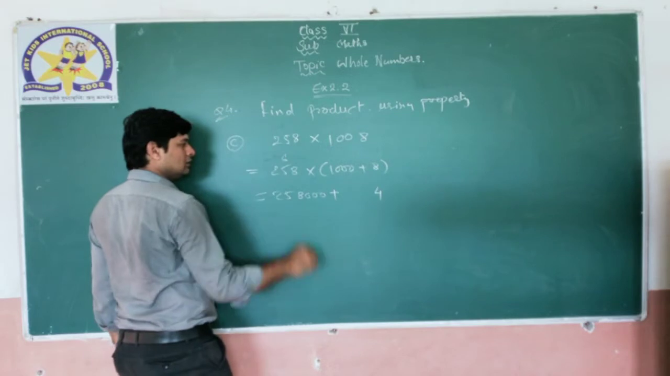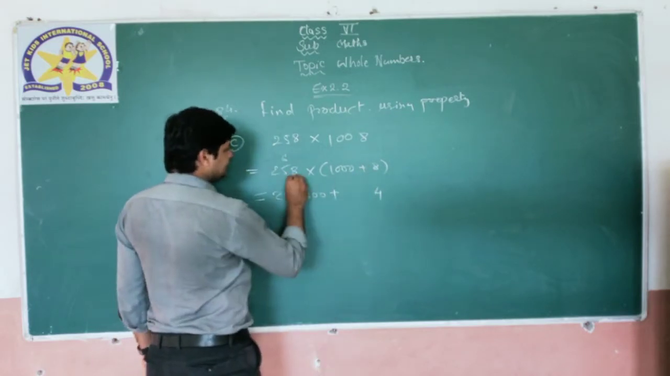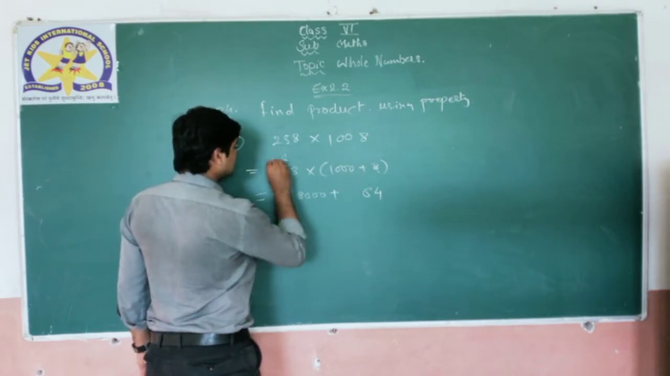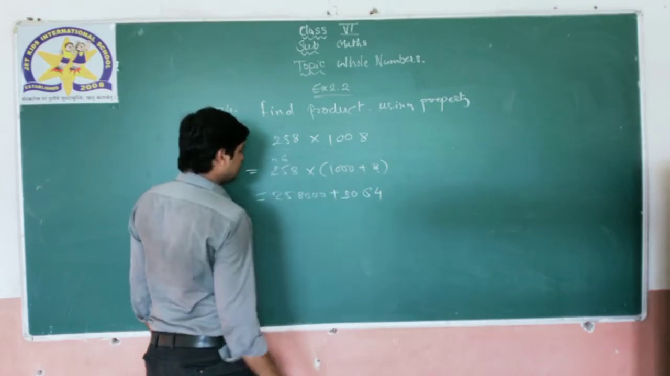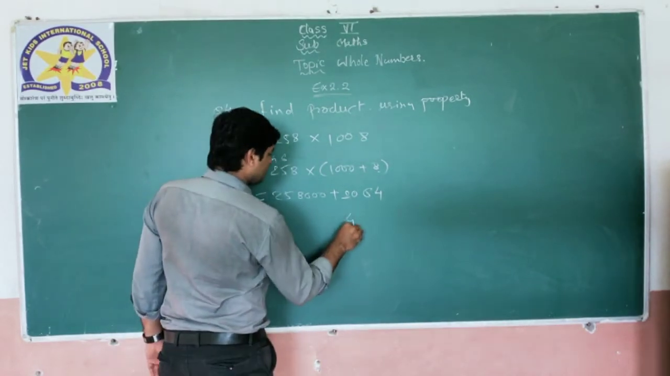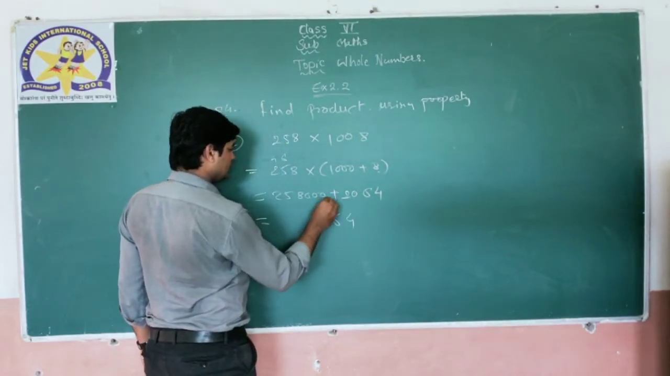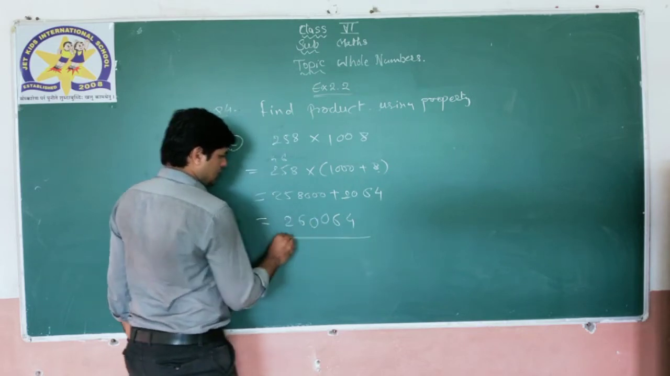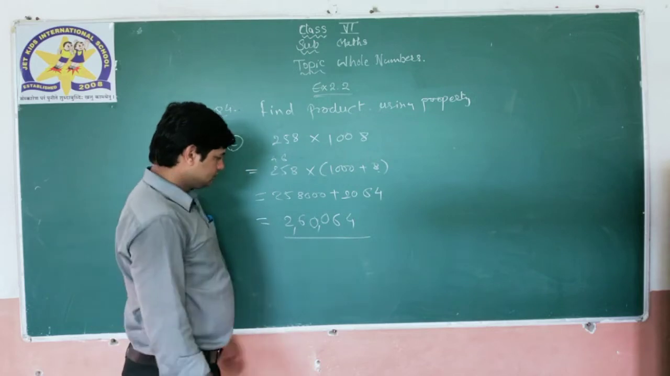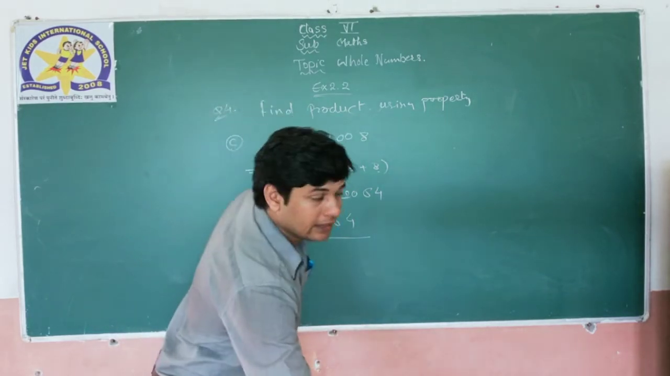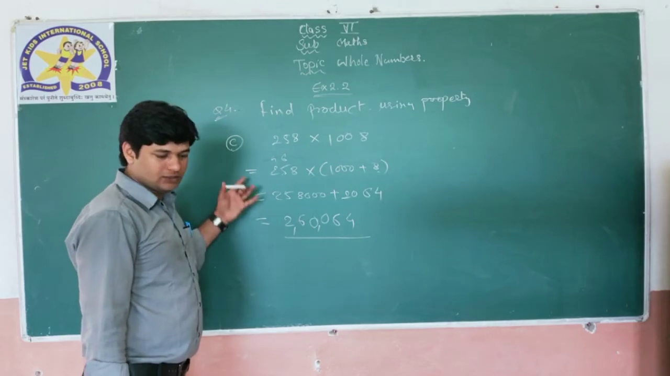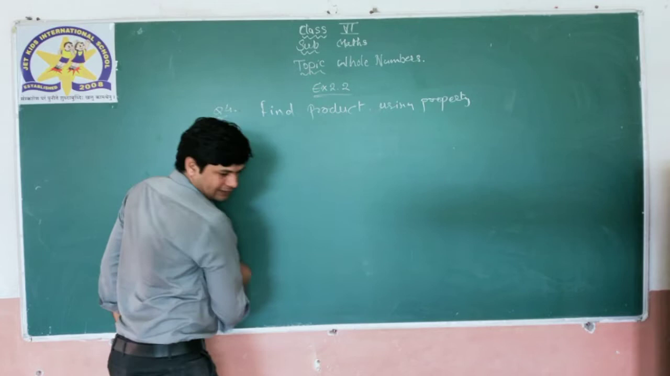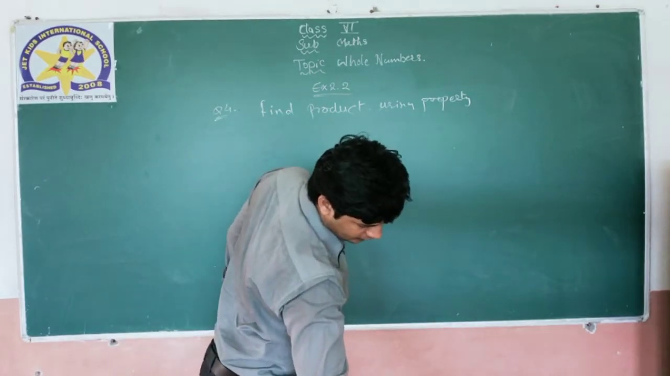8 eights are 64, carry 6, 8 5s are 40 plus 6, 46, 16 plus 4, 20. Add it. So 258,000 plus 2064, which is 260,064. I'm just making it fast because it is easy and you can do it. So just copy this. Pause the video and copy.